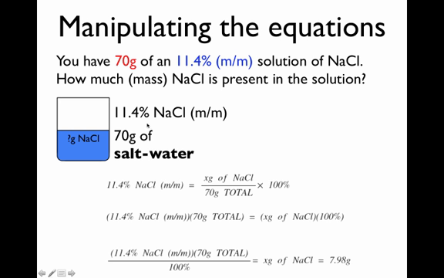So if I told you that you had 70 grams of salt water and you knew the concentration of the salt in the salt water was 11.4% using this method, you could figure out how many grams of table salt were actually dissolved in those 70 grams. And it turns out to be about 7.98 grams of table salt. So that is manipulating the equations in a way that's different than what we did in the previous section.